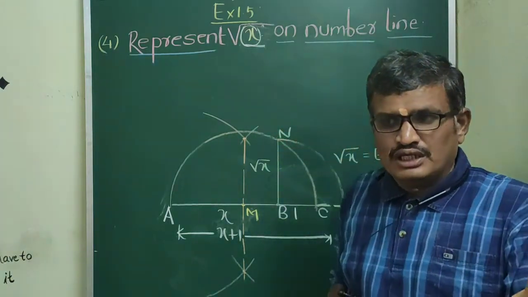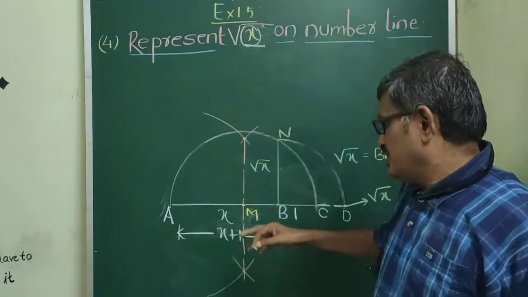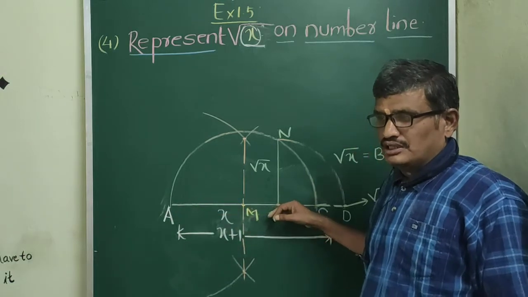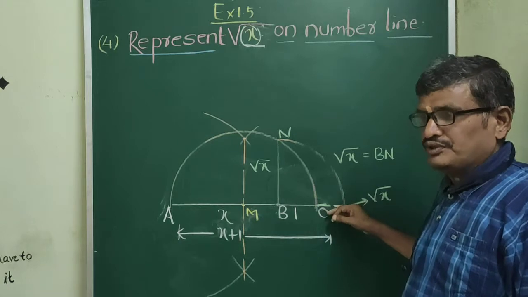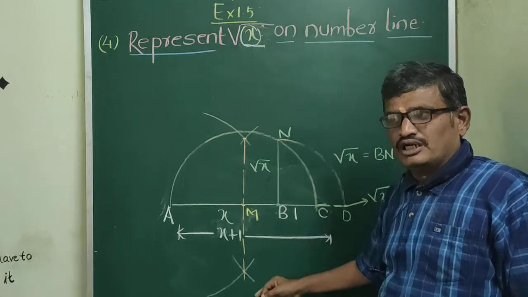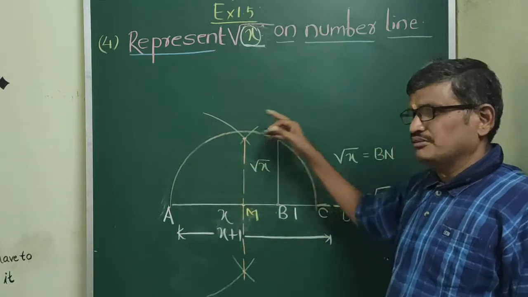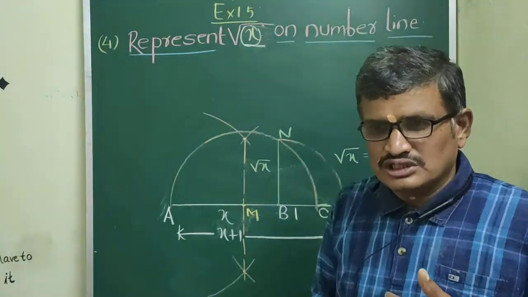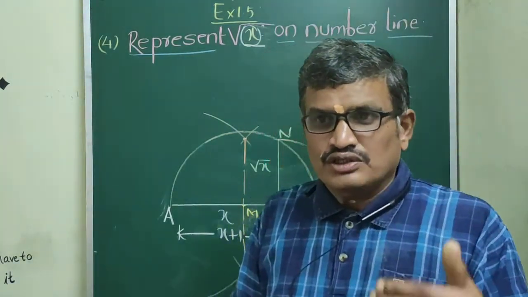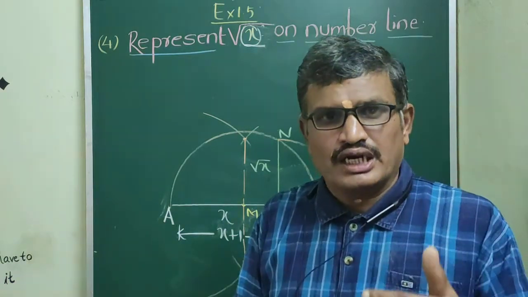In the same way, I advise you to take AB as 9, then extend it by 1 centimeter, so 9 plus 1 becomes 10. Then again find the perpendicular bisector and complete the semicircle. The length of BN should be equal to 3. So this is the best way to verify whether you are drawing correctly or not.